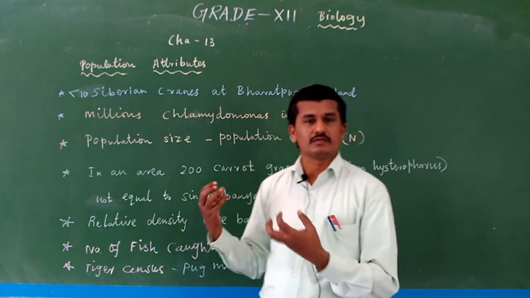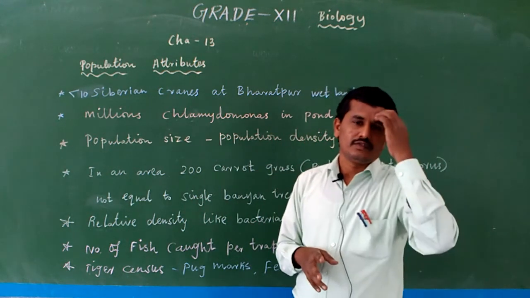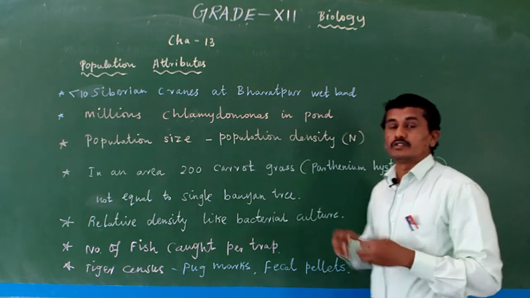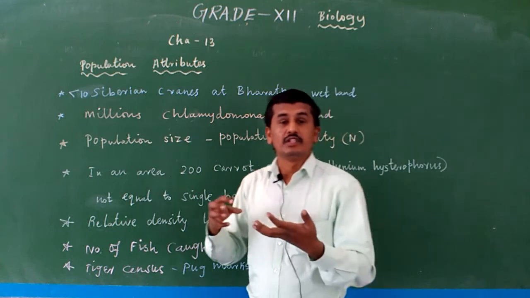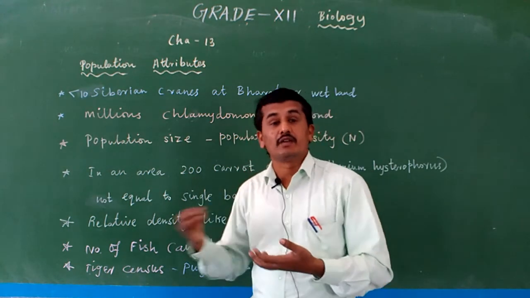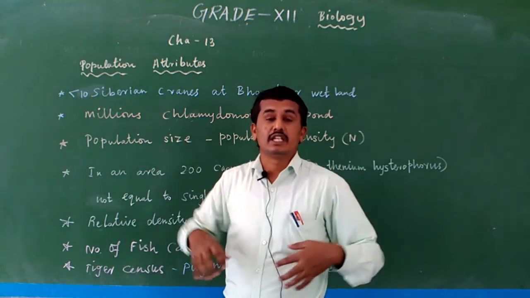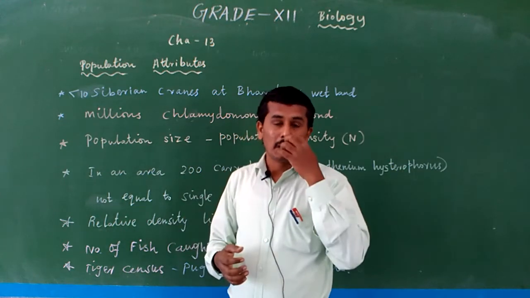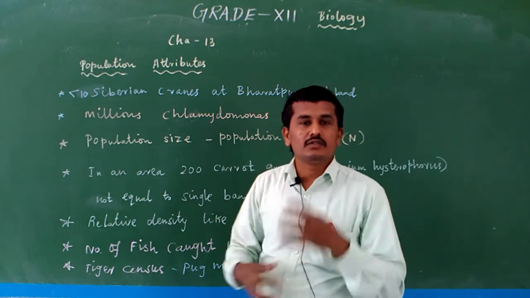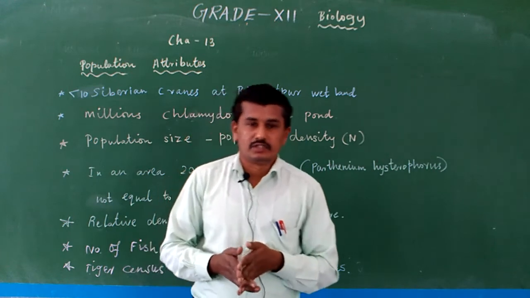Fecal matter means the undigested waste released from the tiger. With the use of the waste, we can tell how many parent tigers are present and how many young ones are present. If the waste is fresh, the tiger is located in a nearby area. If the waste is more dried, the tiger is not present in this particular area. So with the use of fecal matter also we count the tiger population.